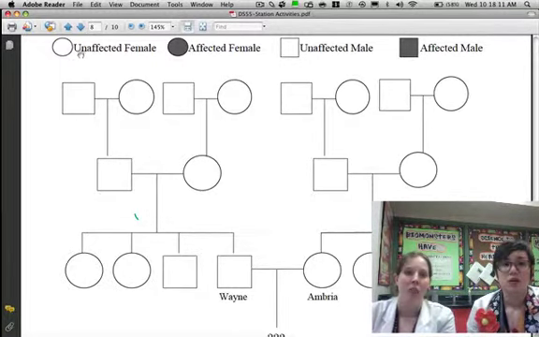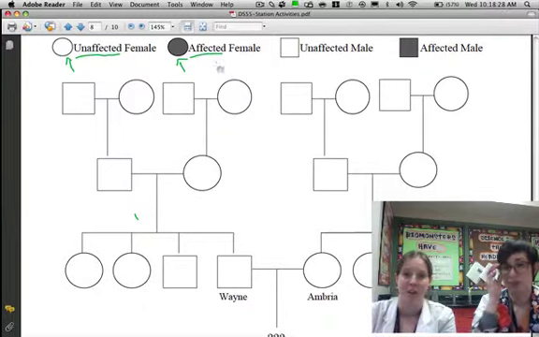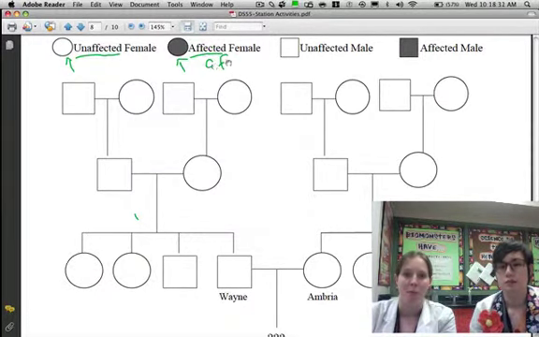So we've got 2 symbols for female. The symbol for female is a circle, and if it's not shaded in, if it's an empty circle, that means that the female is unaffected. They do not have cystic fibrosis. If it is shaded in, that means that the female does have cystic fibrosis. They are affected. Let's go ahead and write CF right there.